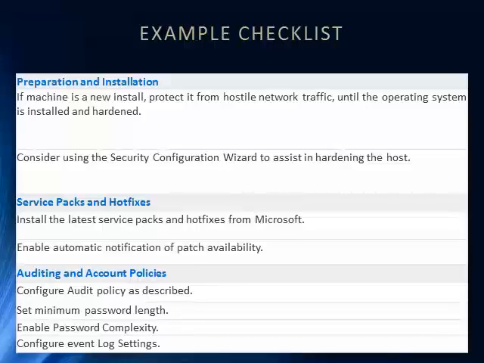So the first one is, if you're doing a new install, you want to protect it from hostile network traffic until your OS is installed and hardened. Regardless of whether it's an organization or not, it's better to install your OS while it's offline if that's possible. And if it's online, make sure it's not connected to your main network. You should have a secure network and you want to connect it there. I would encourage you to use a security configuration wizard that accompanies most OSs to harden that host client.